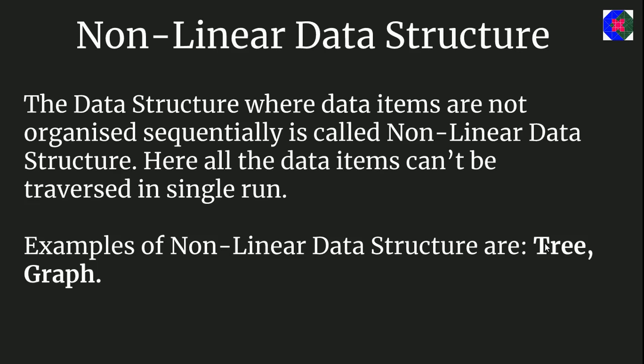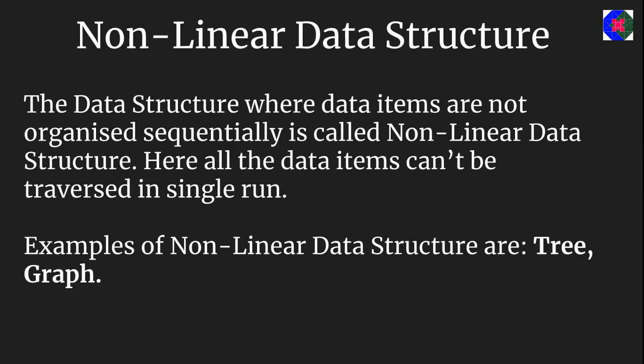Now let's have a look at the non-linear data structure. The data structure where data items are not organized sequentially is called non-linear data structure. A data element of the non-linear data structure could be connected to more than one element to reflect a special relationship among them. Here, all the data items cannot be traversed in single run. Examples of such non-linear data structures are a tree and graph.